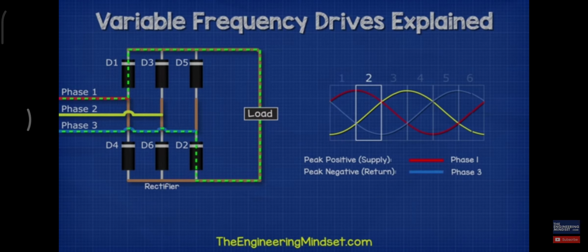In the next segment, we see the current is still flowing in phase 1 and diode 1, but now phase 3 is in its negative half. So the current switches and the flow returns through this phase via diode 2.